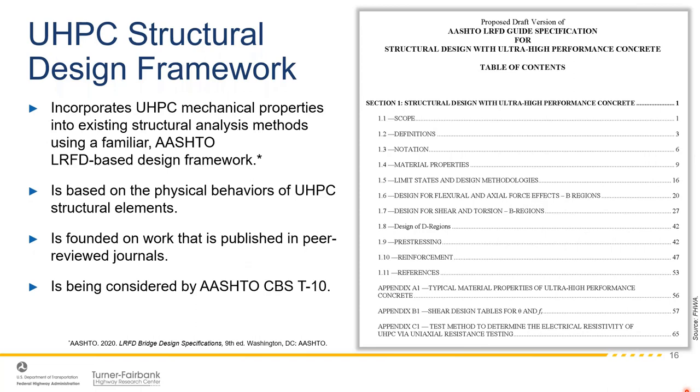This overall framework, just to give you a look at the table of contents of the draft that we've provided to AASHTO, it's very familiar if you're familiar with Section 5 of the AASHTO LRFD. That's the section that deals with structural concrete design. So basically, Section 1 scope through Section 10 reinforcement, they all basically have the same titles and they talk about the same stuff. The two sort of work together. The UHPC guidance here speaks to what is special about UHPC. But if there's something that is the same between UHPC and conventional concrete, then we're not going to regurgitate it in this guide spec for UHPC. We're just going to say, use the same guidance you already have for conventional concrete.